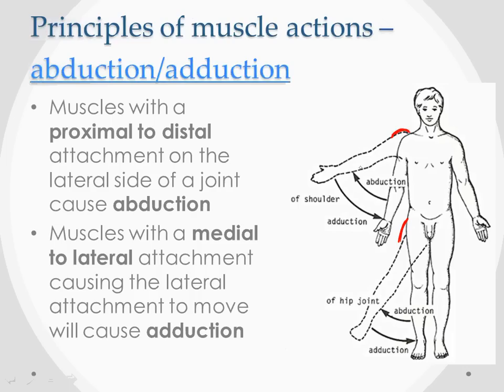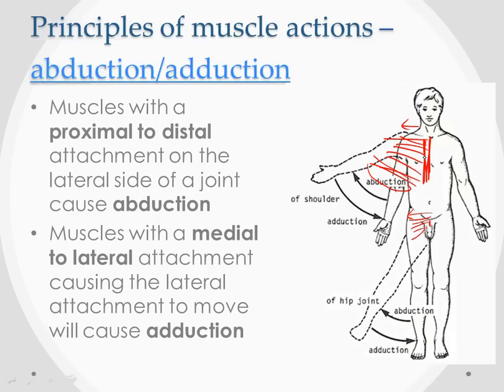Adduction is a movement where the arm or the lower limb is brought closer to the midline. So anything which pulls it towards the midline is going to do that. So muscles which are attached from medial to lateral attachment, like from the sternum going to the humerus, or from the pubic bone going to the femur. These muscles, you can't pull the sternum towards the humerus, you can't pull the pubic bone towards the femur, you can do the other way around.